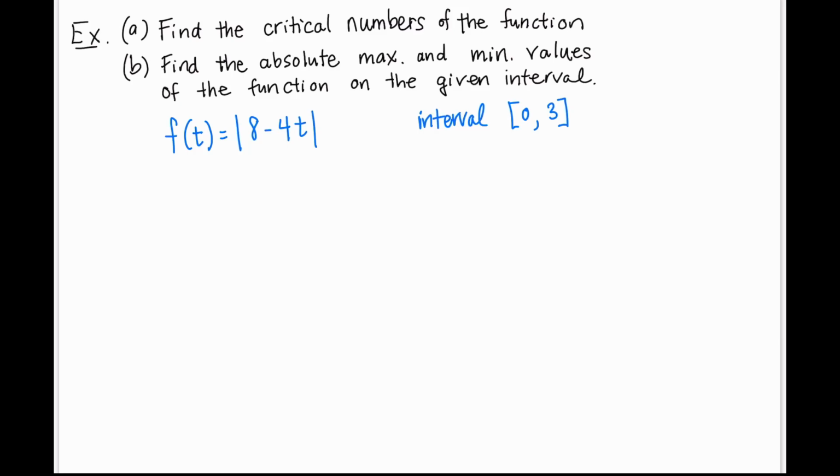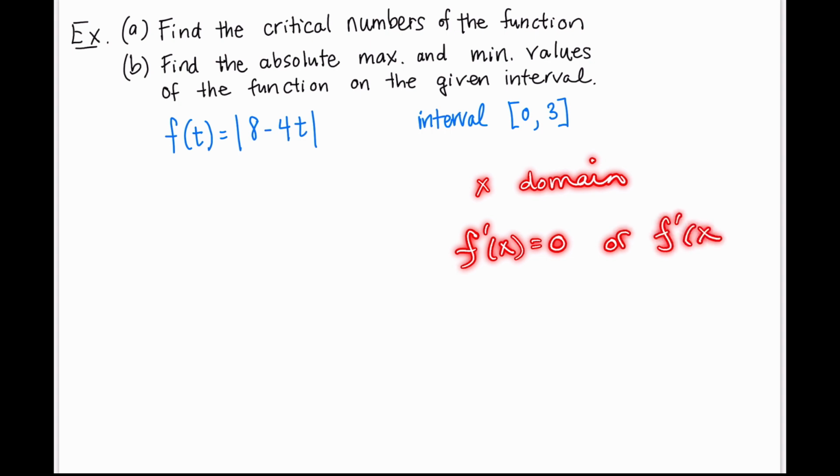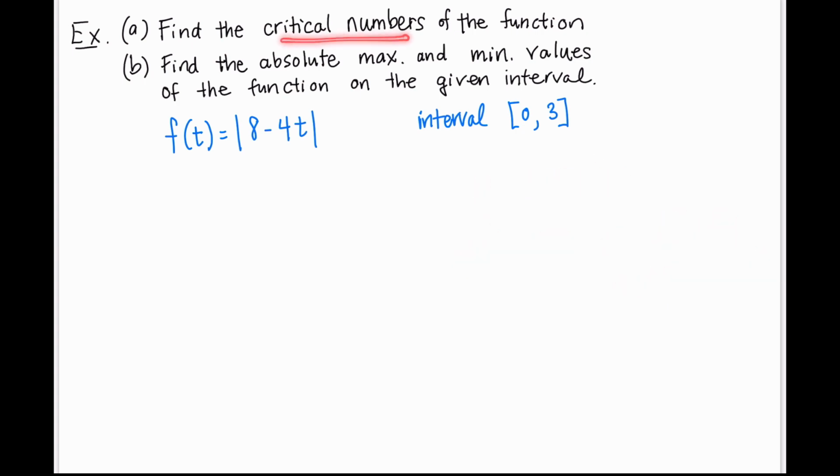So in this example, the first thing we want to do is find the critical numbers of the function. And remember, critical numbers are just numbers x that are in the domain of the function, and they also satisfy that either f prime of x is equal to 0 or f prime of x is undefined. Okay, so we want to find the critical numbers, and then after we find the critical numbers, we want to find the absolute maximum and minimum values of the function on the given interval.